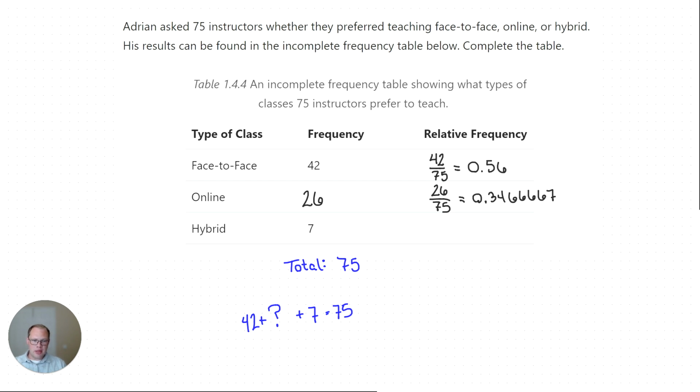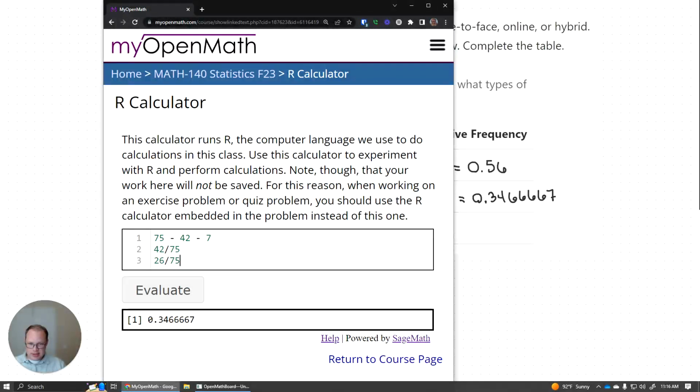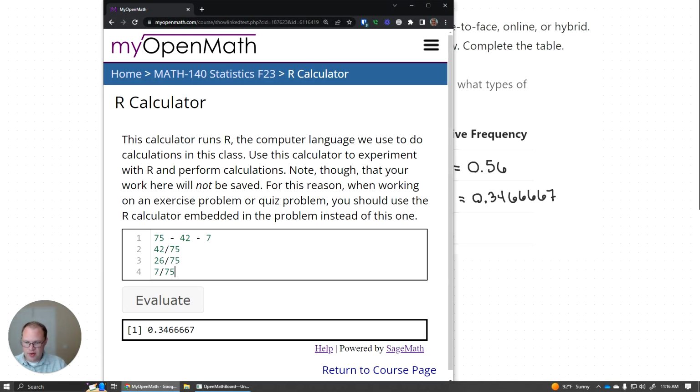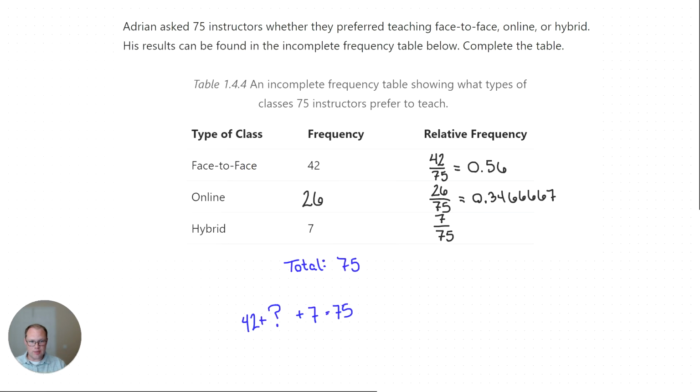And one more, hybrid. There are 7 instructors total that prefer hybrid courses. And so the relative frequency will be those 7 instructors divided by the 75 total. Pull out the calculator for one last time. 7 over 75 gives us 0.09333333.